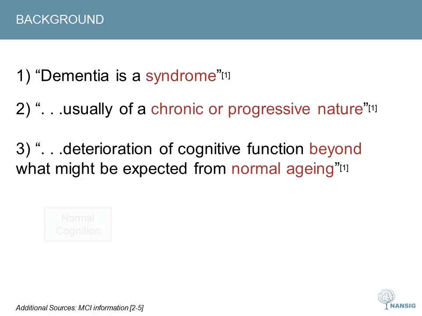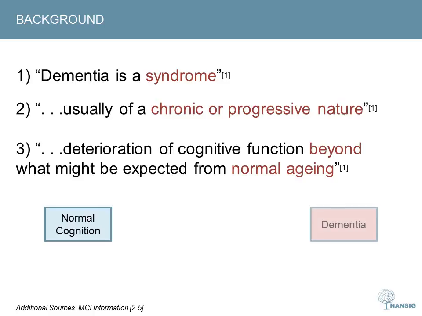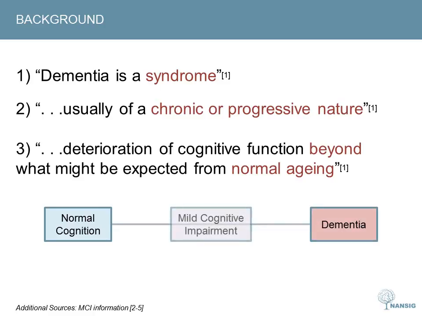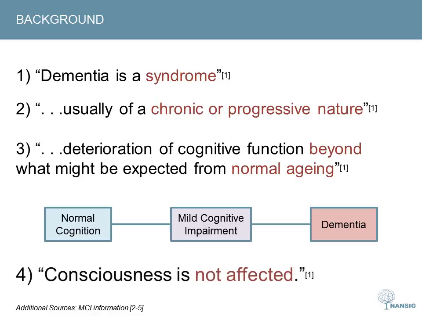Somewhere in between normal cognition and dementia lies the concept of mild cognitive impairment. If you have cognitive problems which have a big impact on your life and cause functional impairment, that is defined as dementia. If, on the other hand, you have cognitive problems but get by okay without much additional difficulty, that is mild cognitive impairment. Finally, in dementia, consciousness is not affected. This separates dementia from states such as delirium.